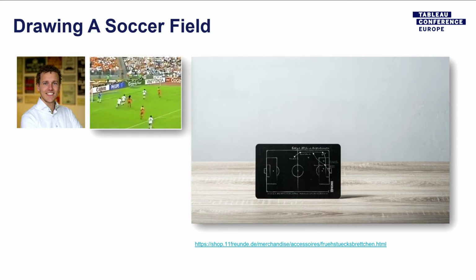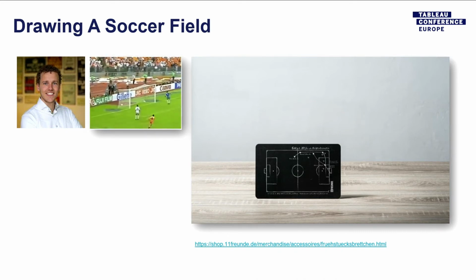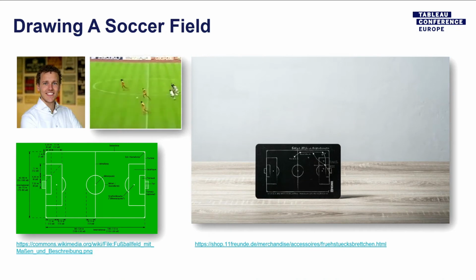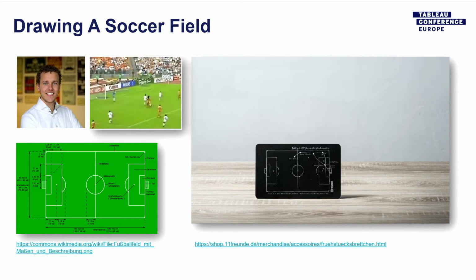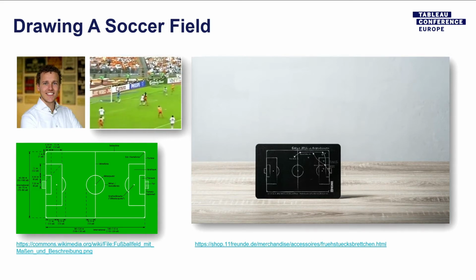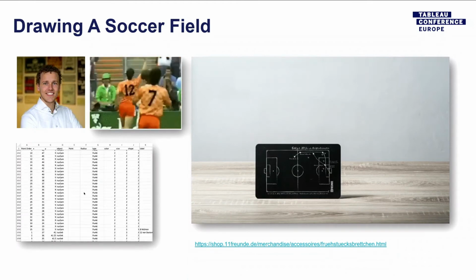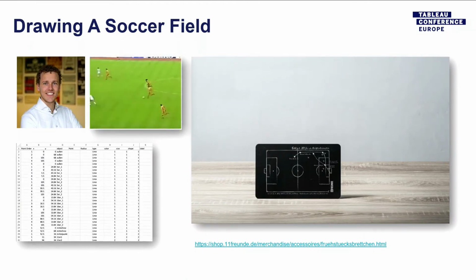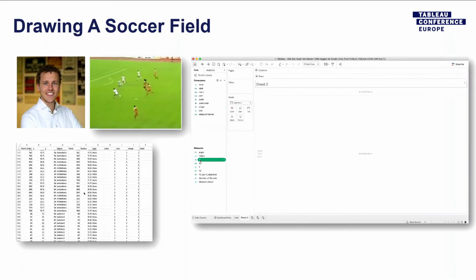So I wanted to create this breakfast plate for Merlin, and therefore I informed myself about the distances on a football field and the different objects. We have a penalty box, we have the circles, we have the goal, and so on and so on. And I created the data in an Excel file, just quickly putting it down, and then started to create the viz.